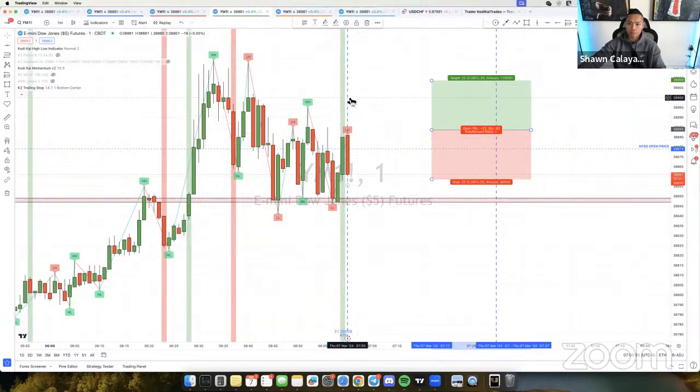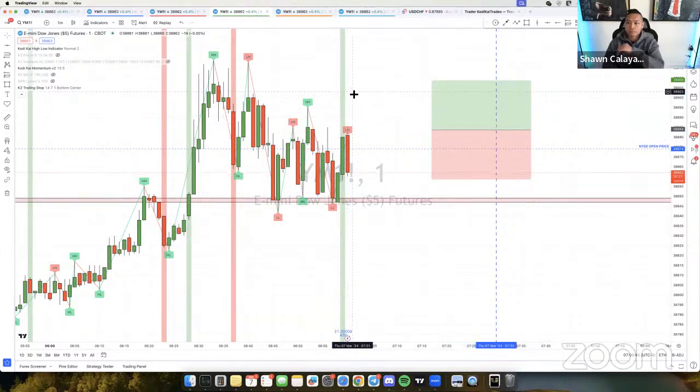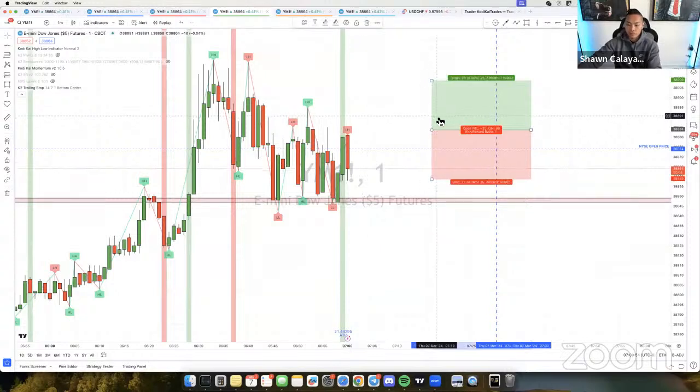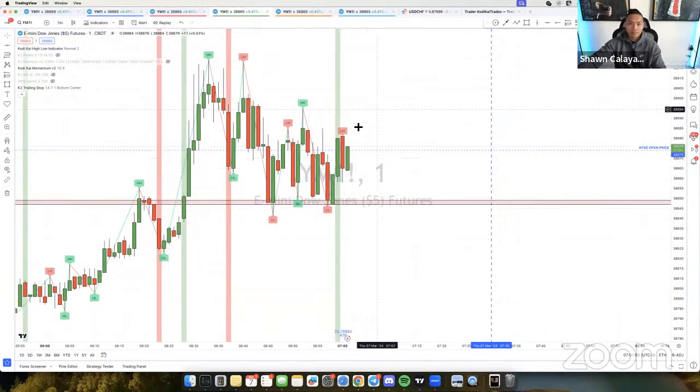I'm just watching it on my other screen. There's no entry here yet. Again, we have to wait for this candle to close, which it does not look like it's going to close green. We got about 5 seconds left on the candle. It's not looking green. All right, that's fine, that's kind of what I wanted. So no entry there for the breakout V3 yet.